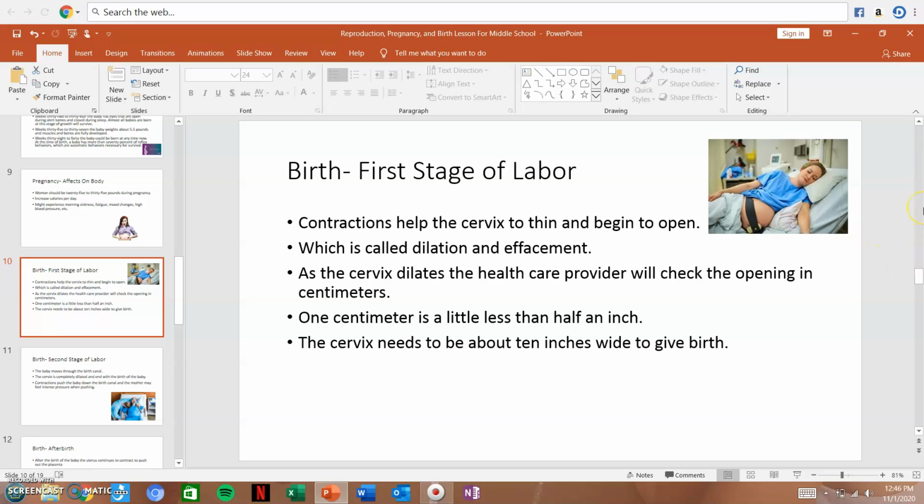So now, birth. The first stage of labor: contractions help the cervix to thin and begin to open, which is called dilation and effacement. As the cervix dilates, the healthcare providers will check the opening in centimeters. 1 centimeter is a little less than half an inch. The cervix needs to be about 10 centimeters wide to give birth.